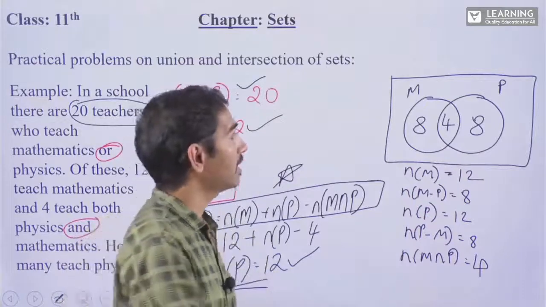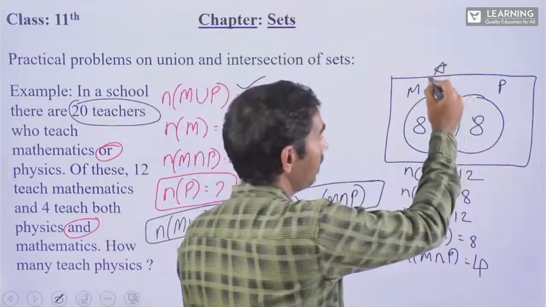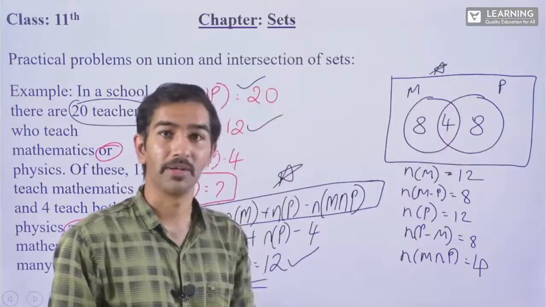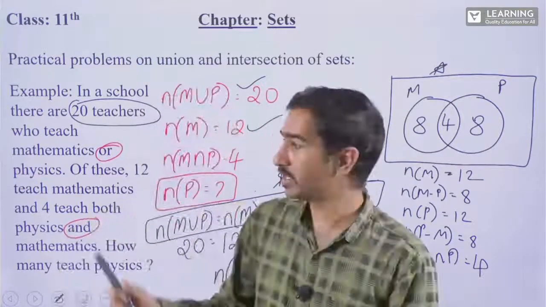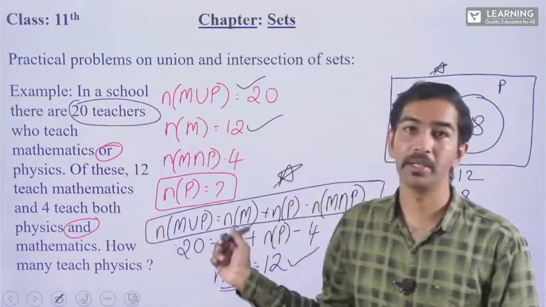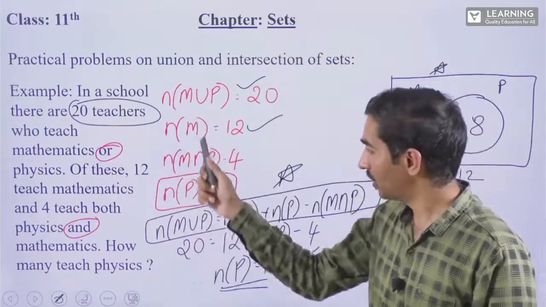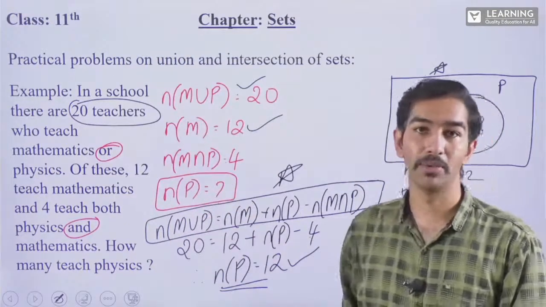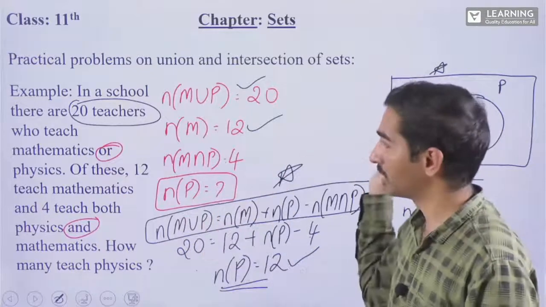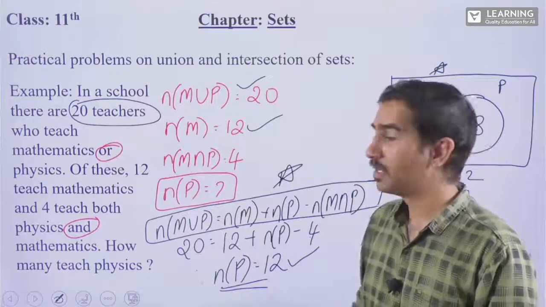But I suggest you use this type of solution for your MCQs. But you have to follow this type of solution for your descriptive paper in your boards. If you write the solution in this way only, you are going to get the marks in your boards. For MCQs, you can go for this method, the Venn diagram. Alright, moving on to the next.